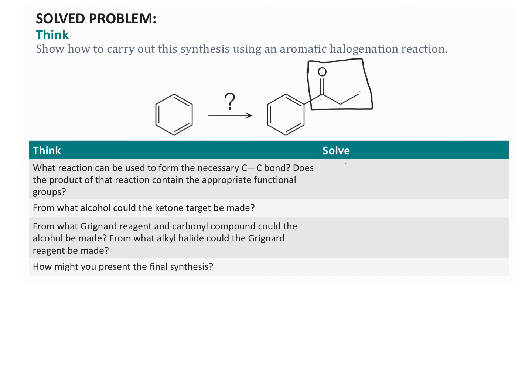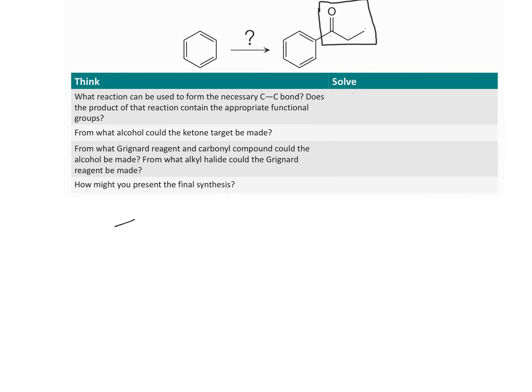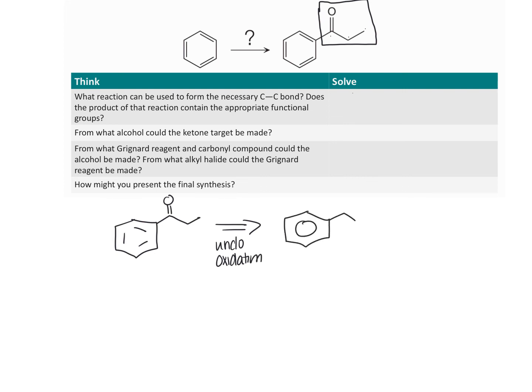So if we come down here and think about this through a retrosynthetic analysis view, we are going to undo an oxidation to give us that alcohol. Then the next thing we need to think is, from what Grignard reagent and carbonyl compound could the alcohol be made?